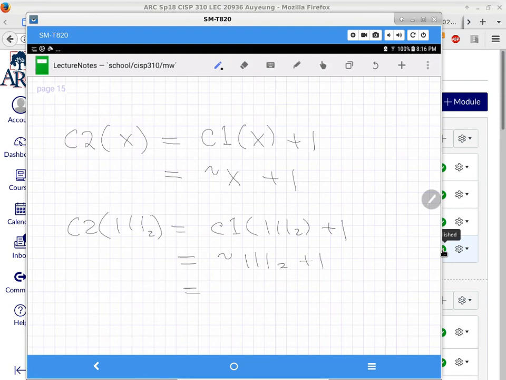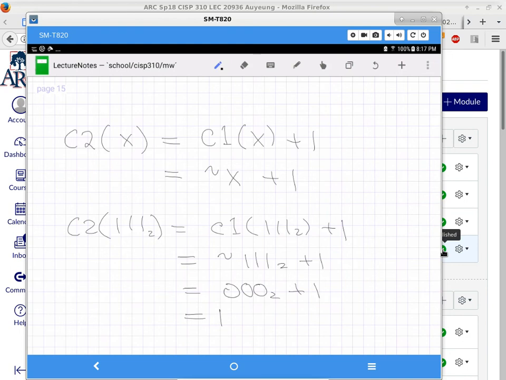Bitwise NOT is exactly what the name implies. You go through every single bit and you negate each single bit logically. So this 1 turns into a 0, this 1 turns into a 0, and this 1 turns into a 0. So 111, if you do a bitwise NOT to it, becomes 0, 0, 0 in base 2, and then you say plus 1, and that turns out to be 1. So the 2's complement of 111 is 1, which means 111 is representing -1.